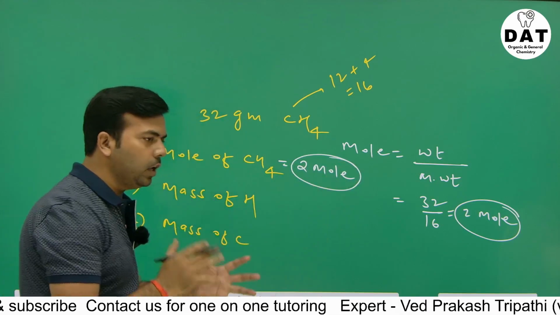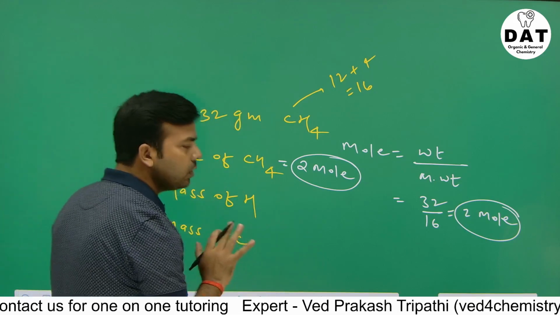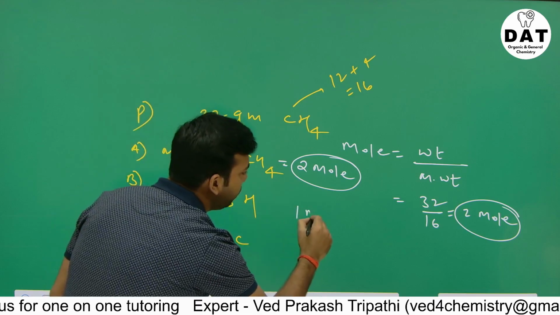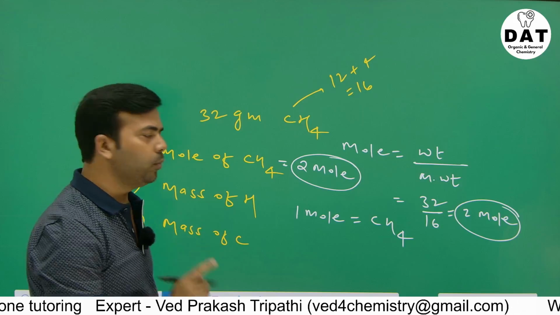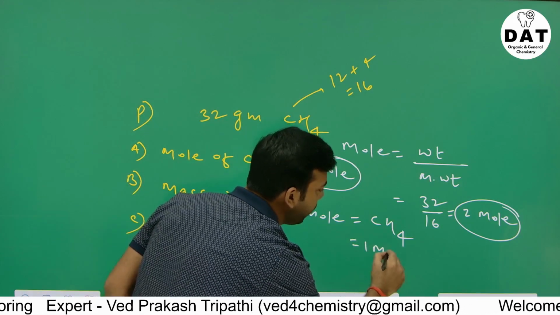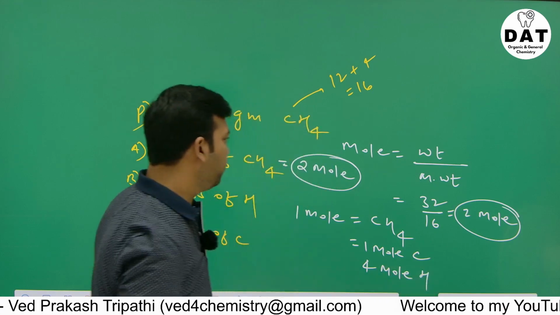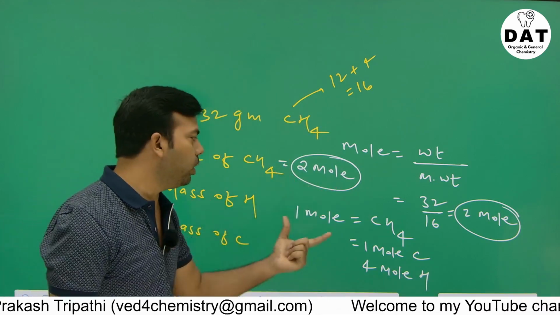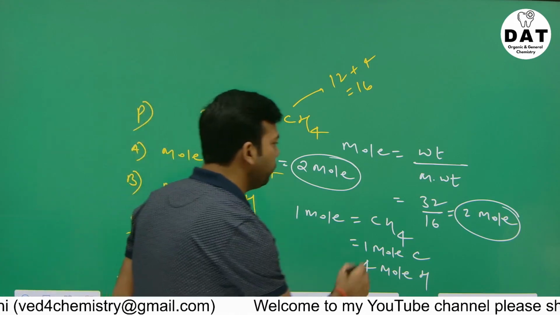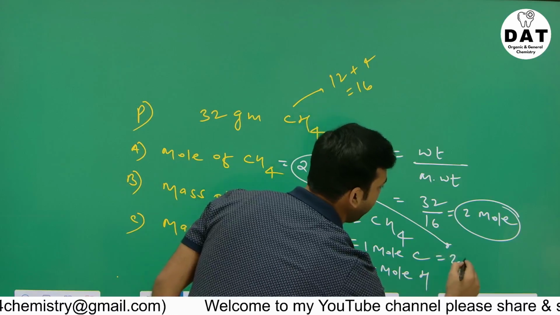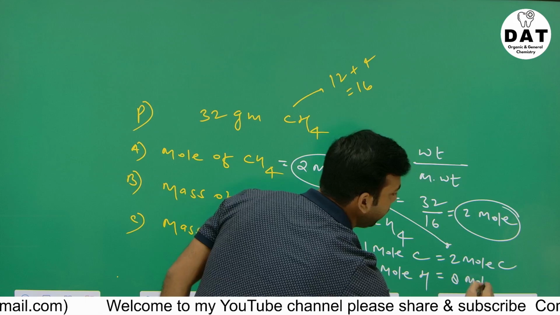Now how can we correlate the information? Look at here. Whenever you have to find out these things, just compare with 1 mole. So 1 mole CH4, in terms of 1 mole, we have 1 mole of carbon and 4 mole hydrogen. But we have here 2 mole. So the number of carbon in 2 mole is multiplied by 2. So for 2, it will be 2 mole carbon and 8 mole hydrogen.